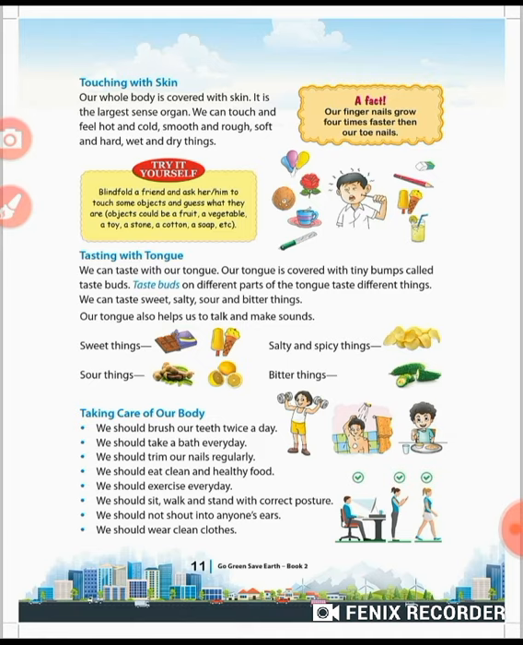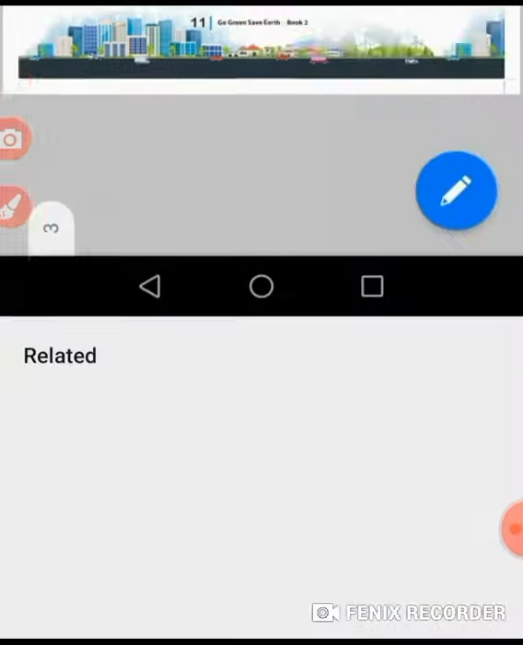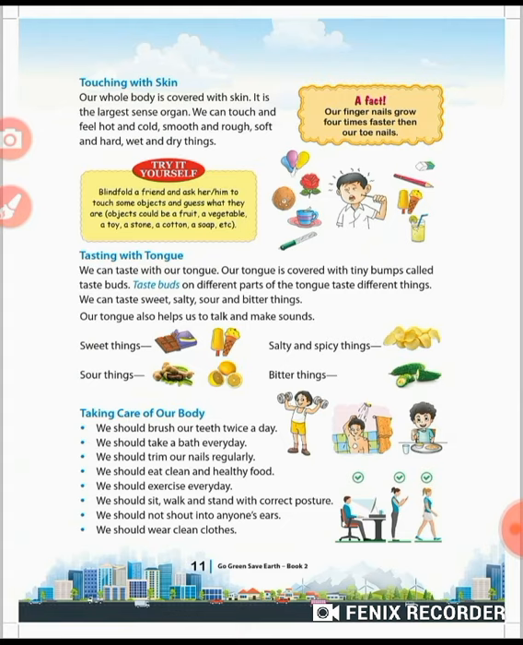Tasting with tongue. We can taste with our tongue. Our tongue is covered with tiny bumps called taste buds. Now, what are these taste buds? Taste buds are the tiny bumps present on our tongue, which help us to taste different things. We can taste sweet, salty, sour, and bitter things.